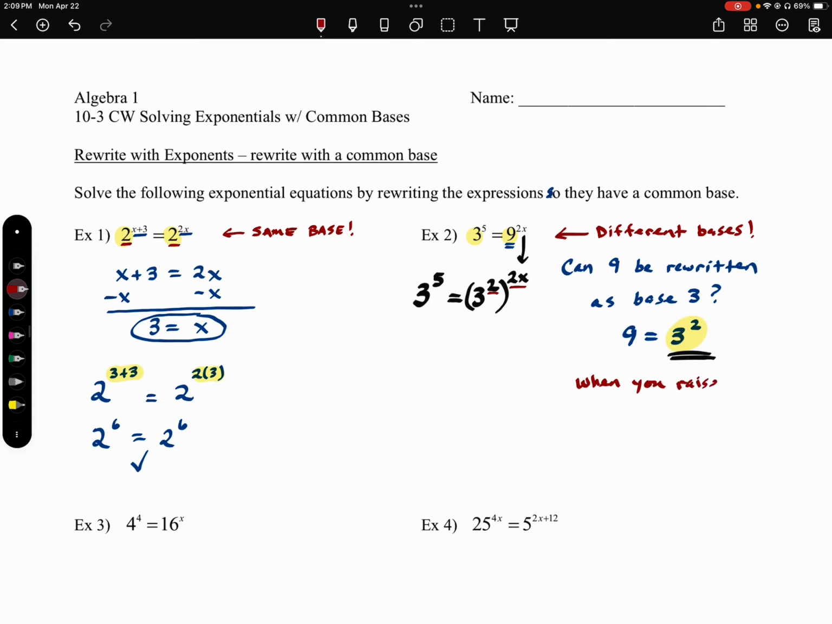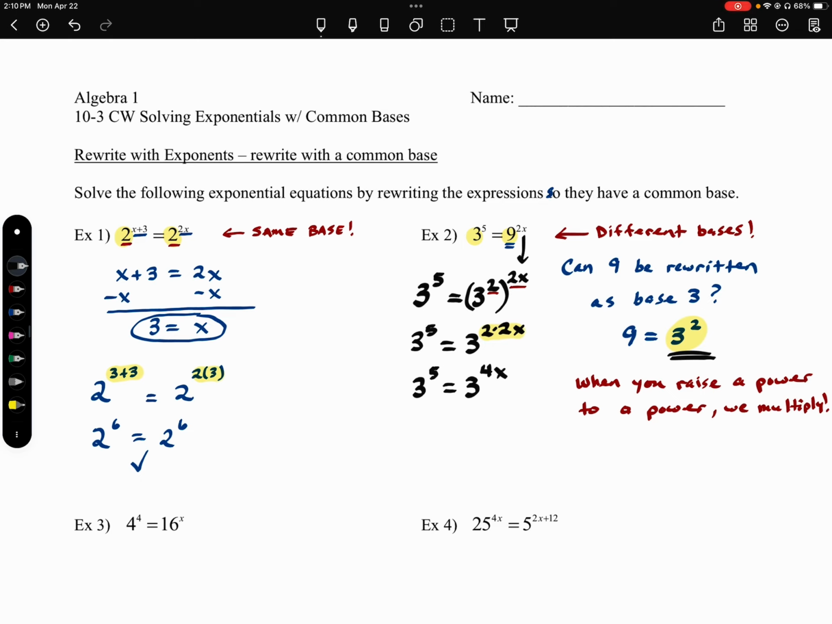When you raise a power to a power, we multiply. So this would be like saying 3 to the 5th is equal to 3 to the 2nd power times 2x. And then we can go ahead and just simplify that. What is 2 times 2x? That would be 4x. So we now have 3 to the 5th power is equal to 3 to the power of 4x.